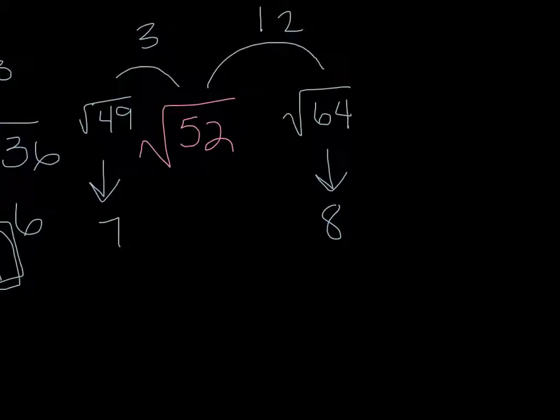You know it's less than halfway, and it's significantly less than halfway, so you're going to guess 7.2, maybe 7.3. And if I do that on the calculator, the square root of 52 is 7.2. So that's how we're going to find the best approximation of our square root numbers that aren't perfect squares.